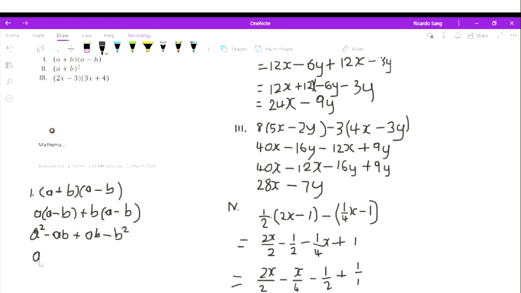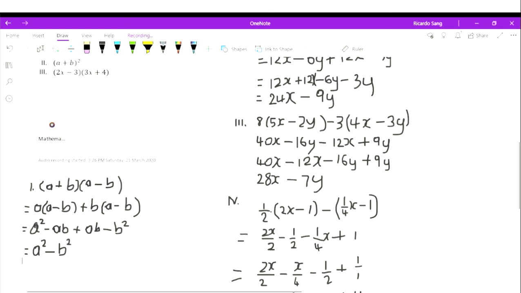So what is left is A squared minus B squared. And that is called the difference of two squares. We'll expound more on that when we start to deal with the inverse of the distributive law, which is factorization. That is the topic we're going to look at next, but let's complete this topic first.